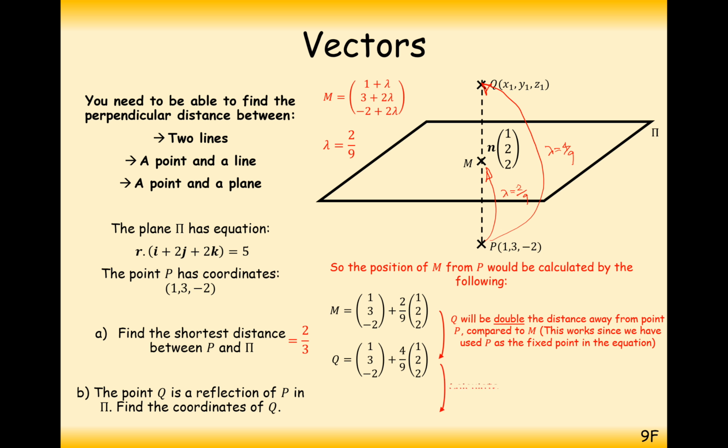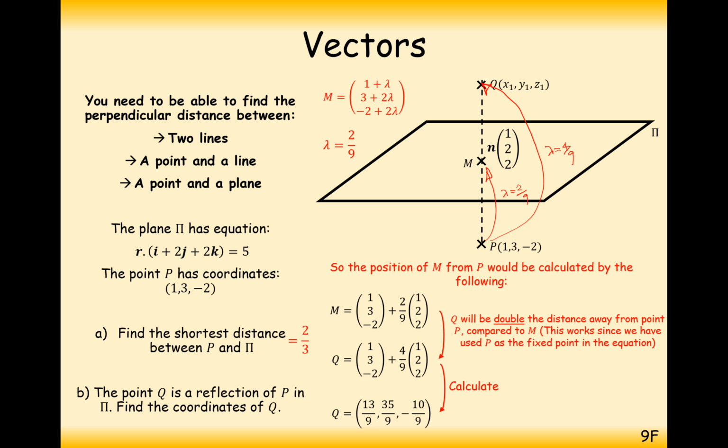So we can just now calculate this answer here. So do (1, 3, -2), add 4/9 of the vector (1, 2, 2), and we get this coordinate down here: 13/9, 35/9, and -10/9. Okay, so that's how we do these sorts of questions.